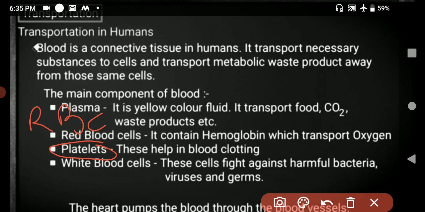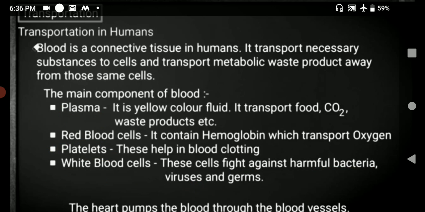The next one is white blood cells, that is known as WBCs. These protect us from the pathogens like viruses, bacteria, etc. So these cells, white blood cells, fight against the harmful bacteria, viruses and germs and protect the human body.